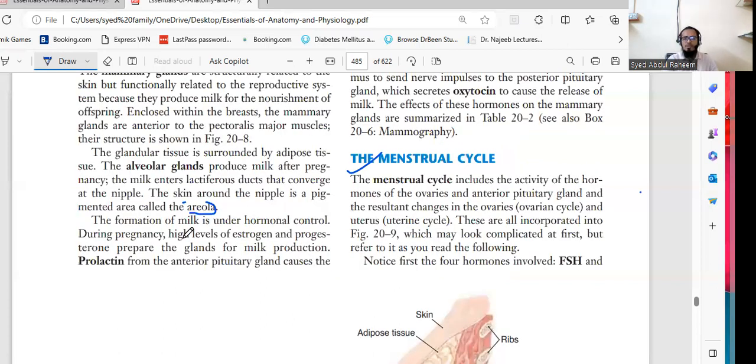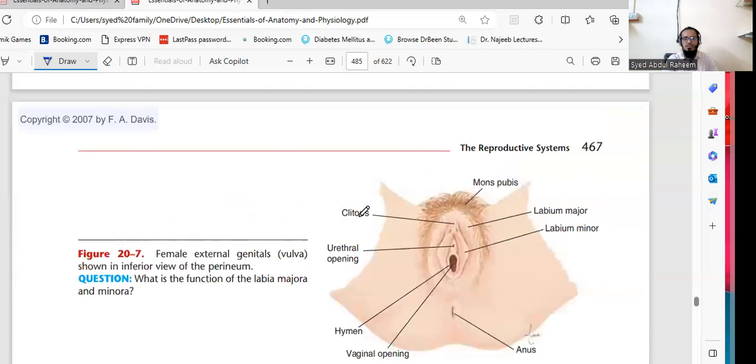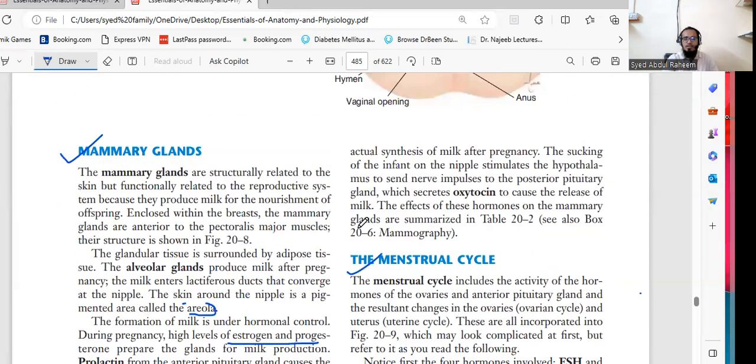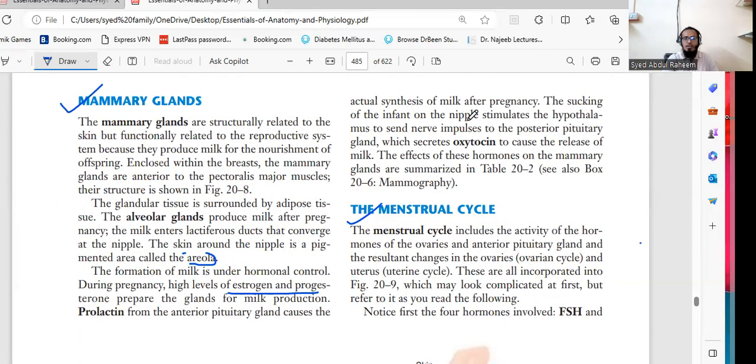The formation of milk is under hormonal control during pregnancy, so it is also controlled by hormones of the endocrine glands. High levels of estrogen and progesterone prepare the glands for milk production. Prolactin from the anterior pituitary gland causes the actual synthesis of milk after pregnancy. The sucking of the infant on the nipple stimulates the hypothalamus to send nerve impulses to the posterior pituitary gland, which secretes oxytocin to cause the release of milk.